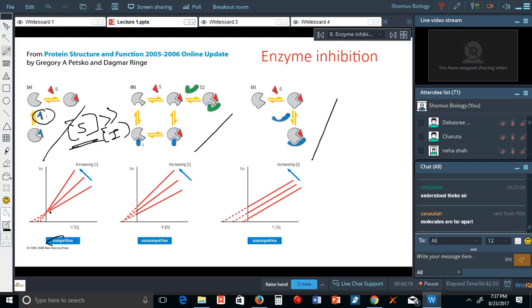Now if you look at the Lineweaver-Burk plot, what we know is simply the y-intercept and x-intercept, and the y-intercept is 1 by Vmax. So the question is, in competitive inhibition, can we reach the maximum velocity which we used to reach without an inhibitor? Can we reach the same maximum velocity that we used to reach without the inhibitor?